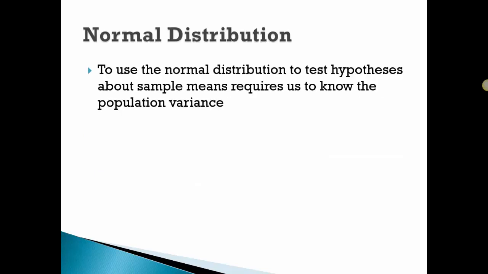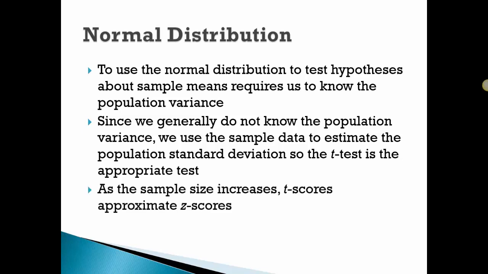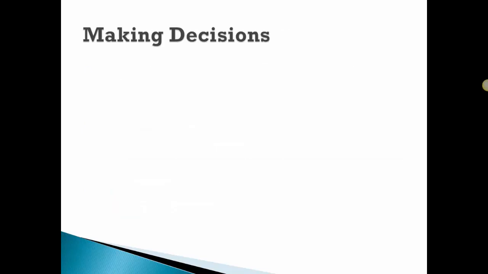The normal distribution requires us to know something about the population variance when we want to test hypotheses about the mean. However, we generally don't know the variances, so we use the sample data to estimate it. So that's why we use a t-test rather than a normal distribution. As sample size increases, the t-scores approximate z-scores.